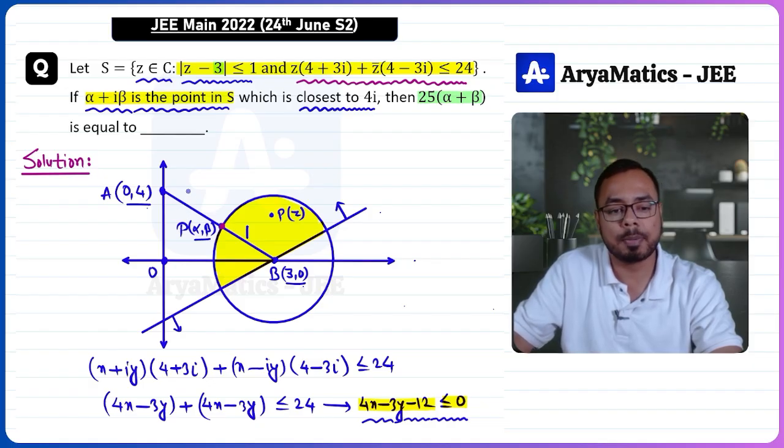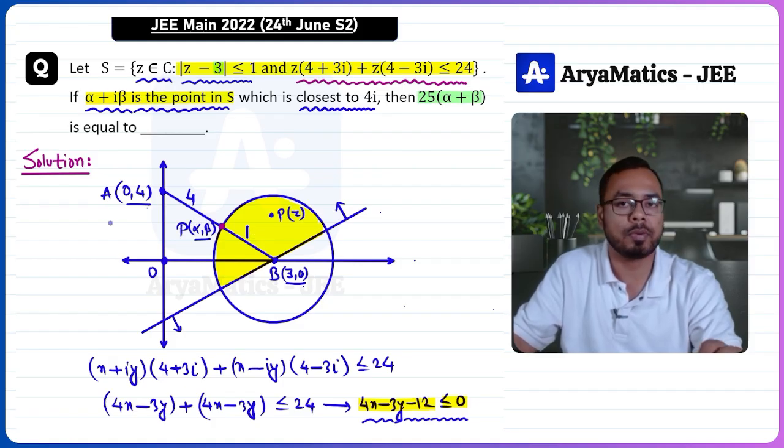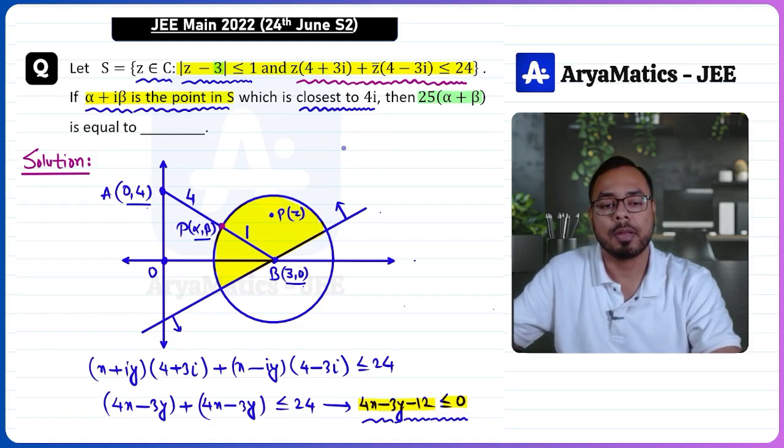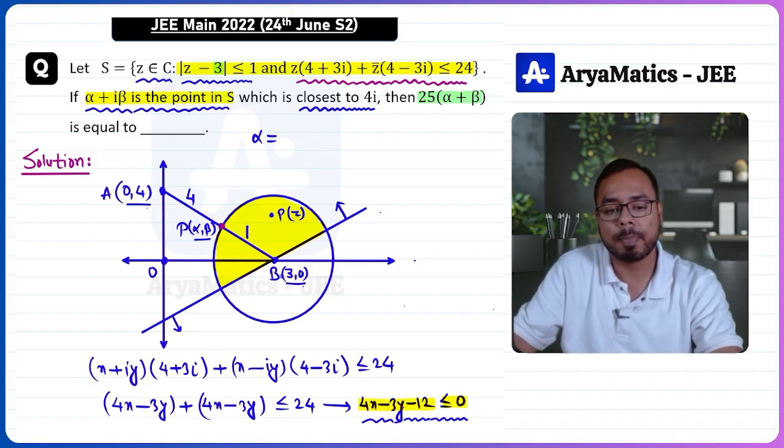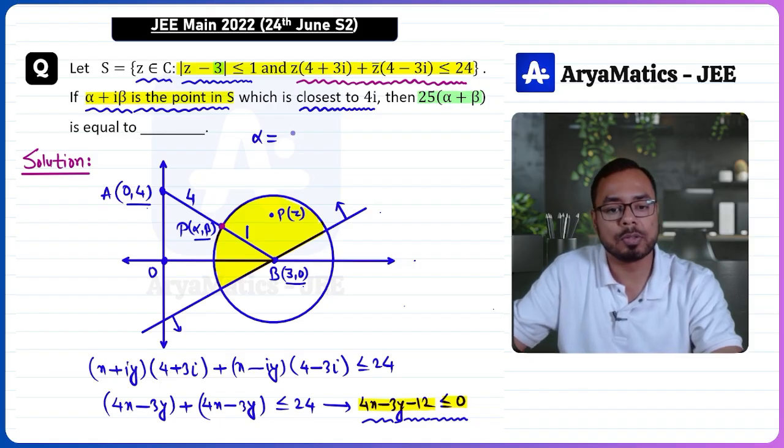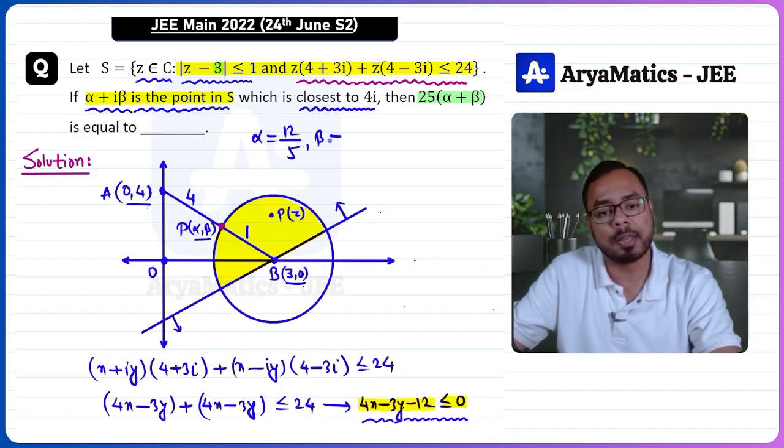So that means AP will be 4 unit. So now P is a point which is dividing AB internally in ratio 4 is to 1. So therefore, if I find alpha here, alpha will become 4 into 3 plus 1 into 0. So that will be 12, and that divided by 4 plus 1, 5. So using section formula, this will be alpha.